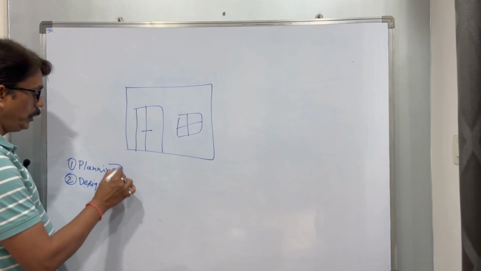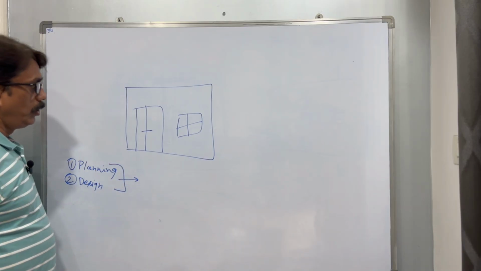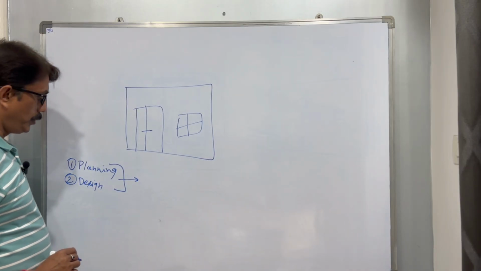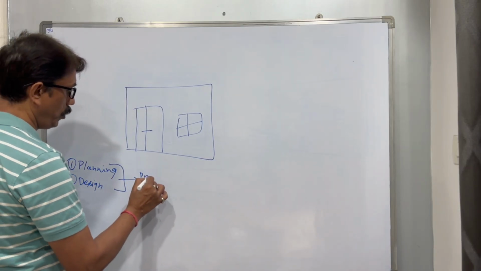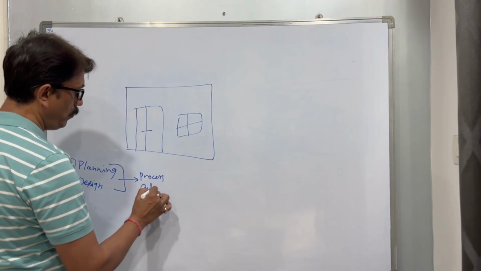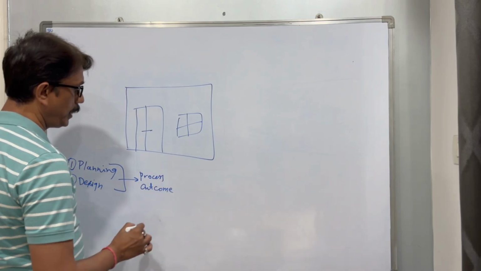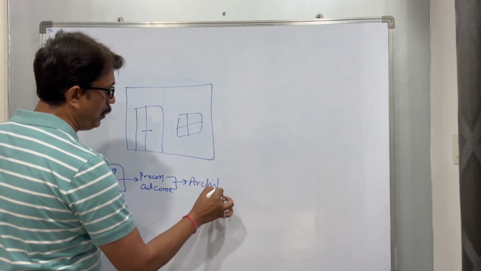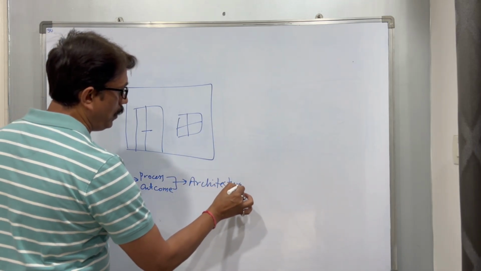So when we do these two things, right, to build a building or any other kind of structure, the process of doing this, right, and the outcome of this exercise is basically called architecture.